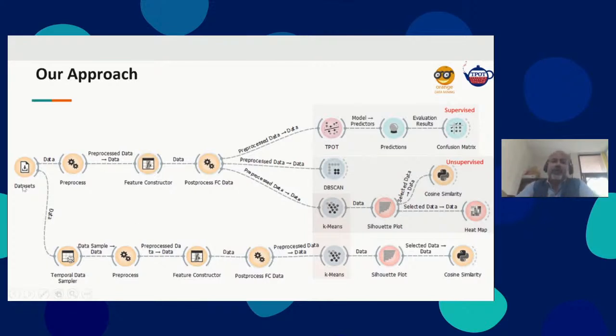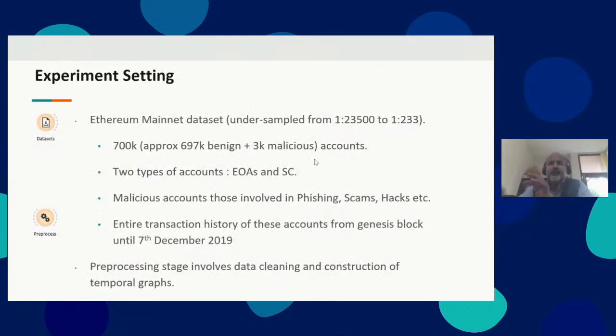And so by collecting the data set, we pre-process it to do feature construction, and we take two paths. One is a supervised learning path, and another is an unsupervised learning path, right? So that's basically what this picture is saying. Since this is a short talk, we'll not go into too much detail, but you get the idea.